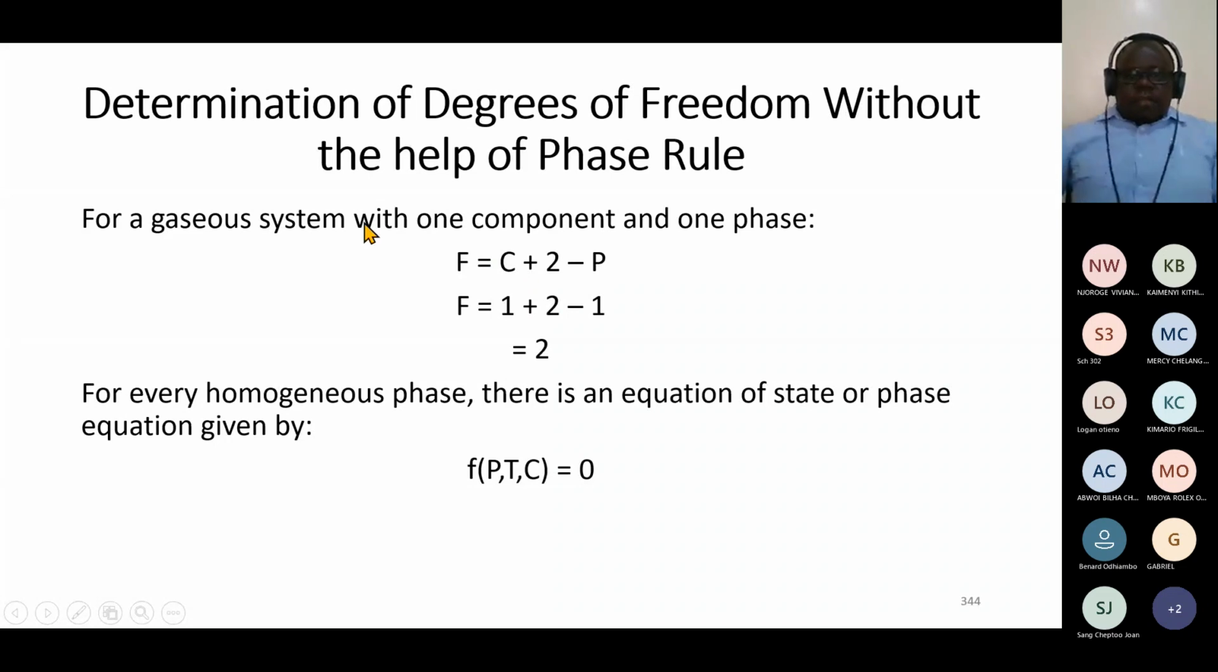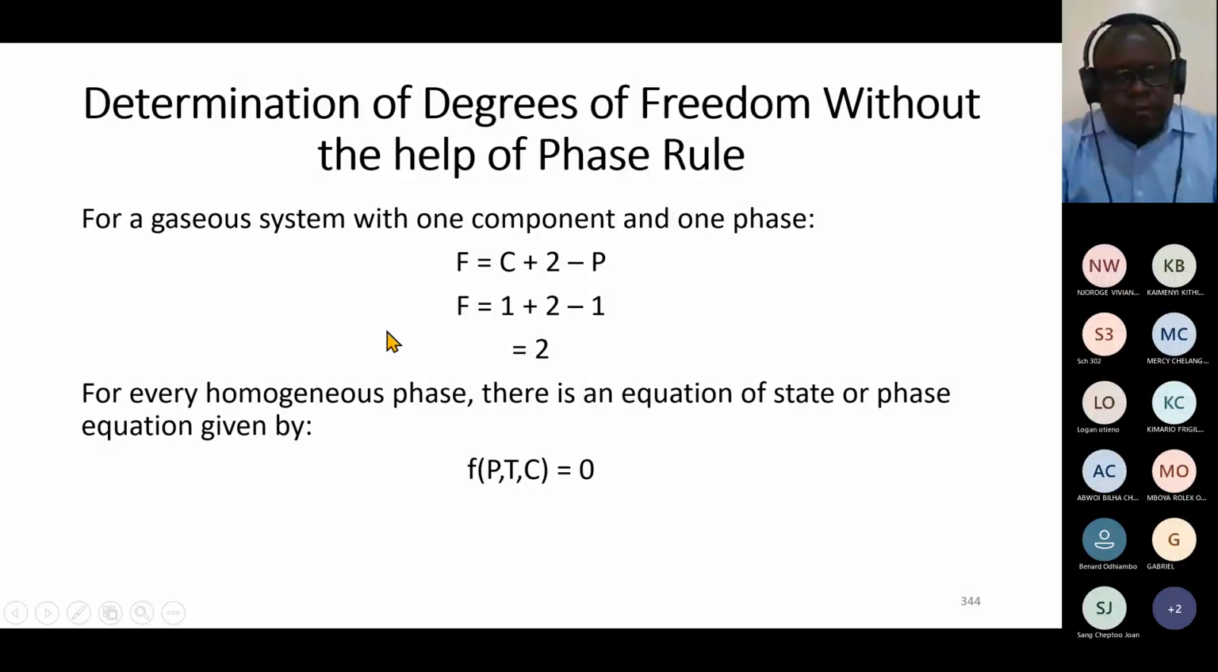Now, there's a way you can determine the degrees of freedom of a given system without using the phase rule. But there are certain things you need to know for you to be able to do that. So, considering a gaseous system with one component and one phase. In this case, F equals C plus 2 minus P becomes, substituting the number of components as 1 and number of phases as 1, you get the degrees of freedom as 2.